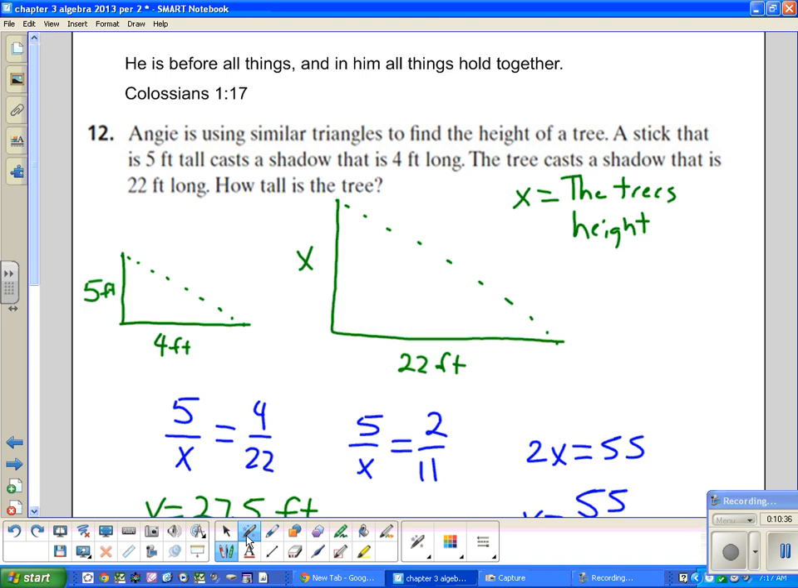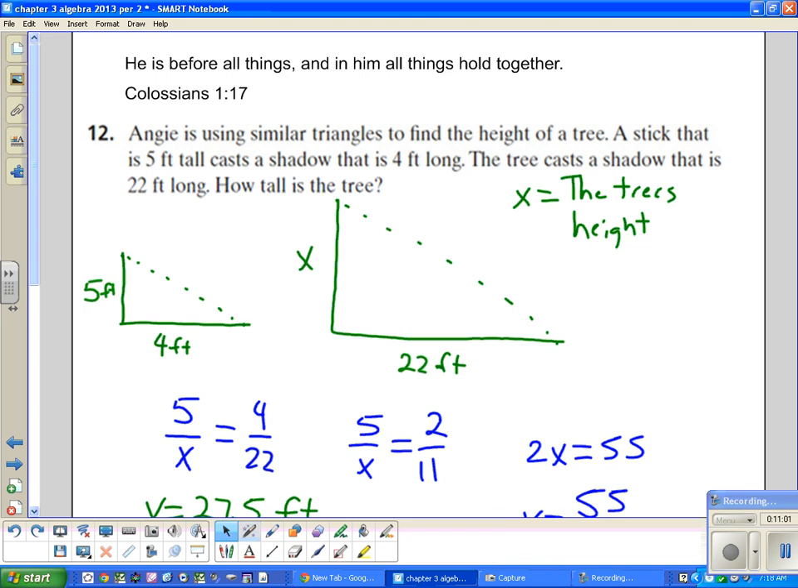You might want to know how tall a tree is, so when the tree falls and your house is over here, that it doesn't hit the house. So if you know the tree is a certain length and you know this length from the ground, you might be able to cut the tree down and it won't hit the house. Okay, that's very useful. So Angie is using similar triangles.